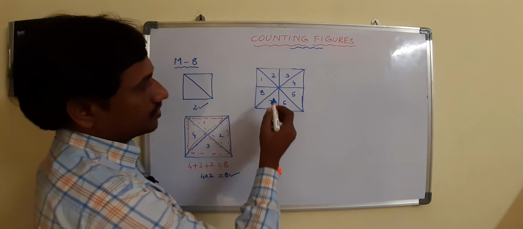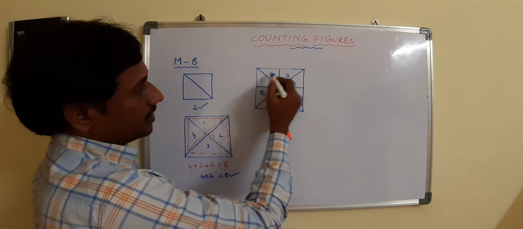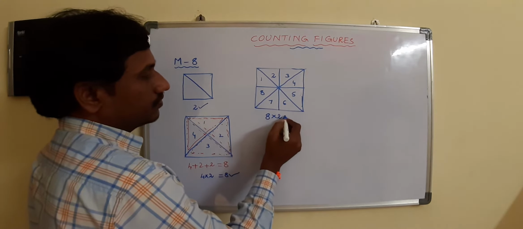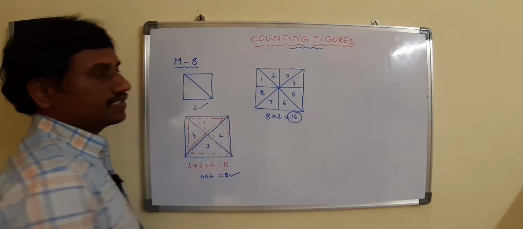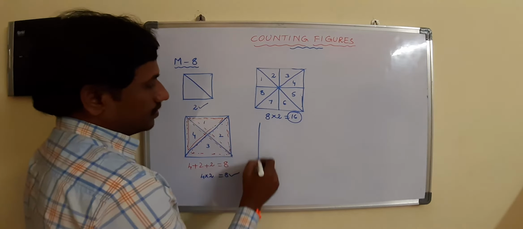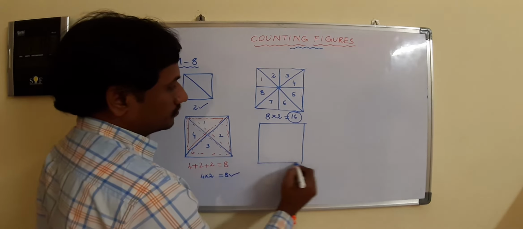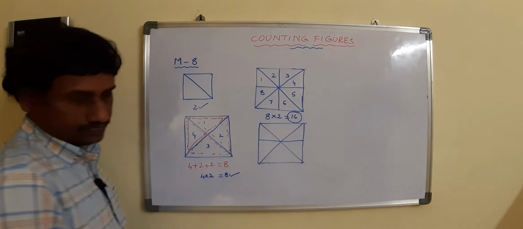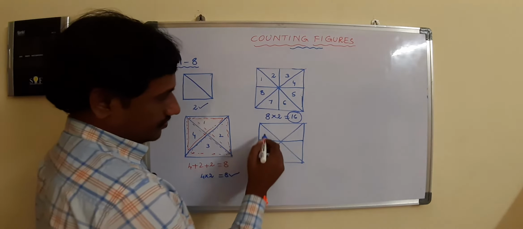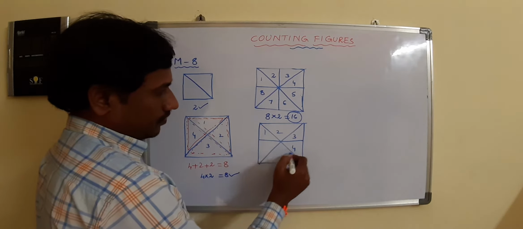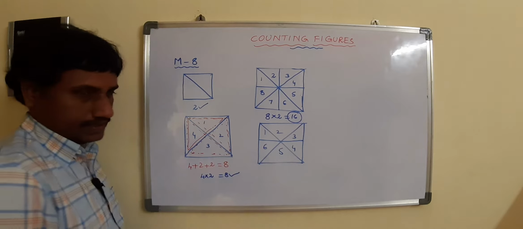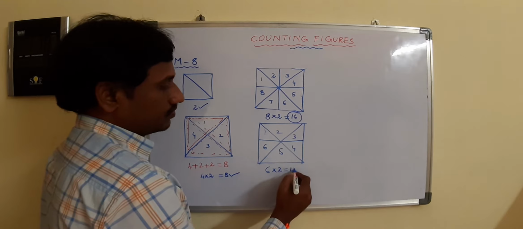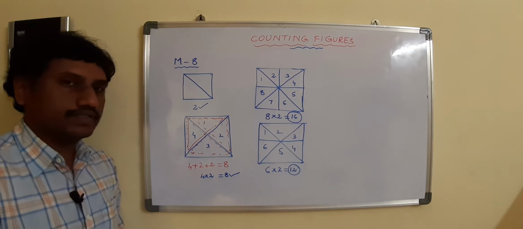Then here also, how many triangular partitions do we have? 8. Then what is the trick? 8 into 2, 16. The total number of triangles is 16. For example, they gave only up to this. Now just count 1, 2, 3, 4, 5, 6. Then what is the logic? Number of triangular partitions into 2. 6 into 2, 12. The total number of triangles is 12.